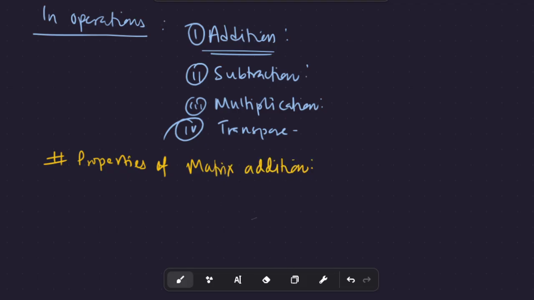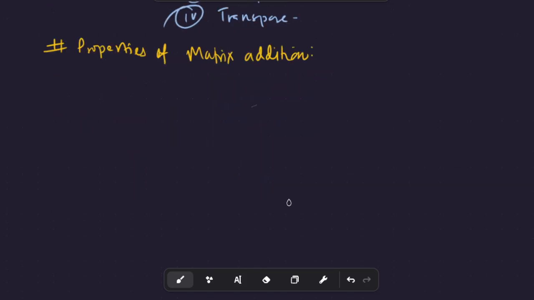Properties of matrix addition. Let's discuss the properties. The first property is called the closure property.